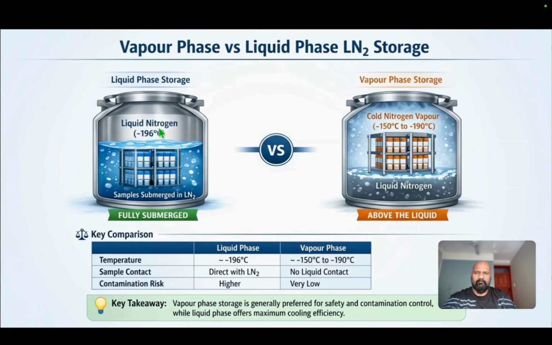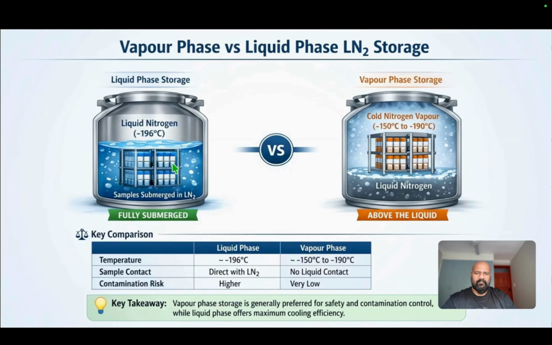So your samples are submerged into the liquid nitrogen, usually in a rack or a canister. And in vapor phase, the samples are above the liquid nitrogen, and basically the vapor creates the cool or freezing environment between minus 150 to minus 190 degrees, and samples are not in contact with the liquid nitrogen itself. So there's quite a few different things to keep in mind here.